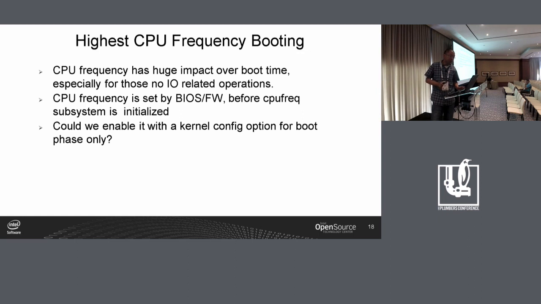Because CPU frequency is usually set by the BIOS or the firmware, the kernel can only control it once the CPU frequency subsystem gets initialized. So my question here is, can we enable it and make it a kernel config option so that we can benefit from it? I know it depends on the platform. If we force the highest frequency, it may hurt some hardware. But if there's some option, that would be very cool.